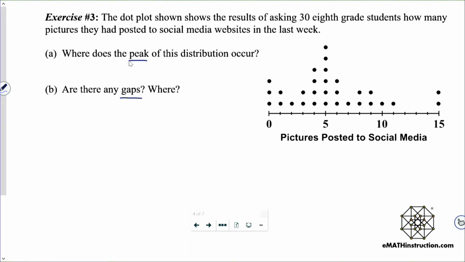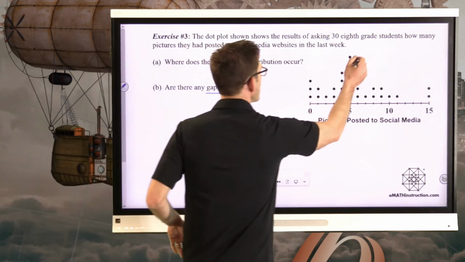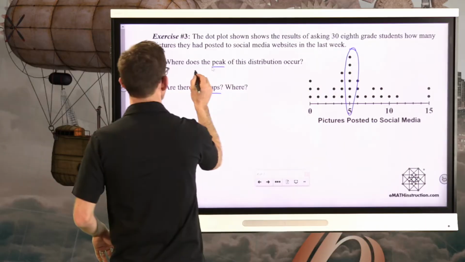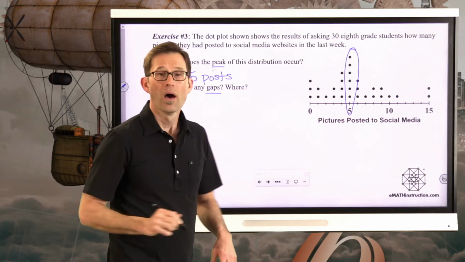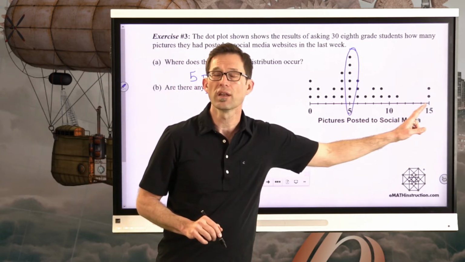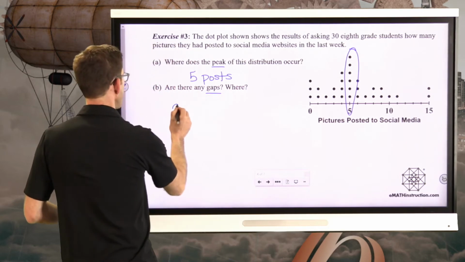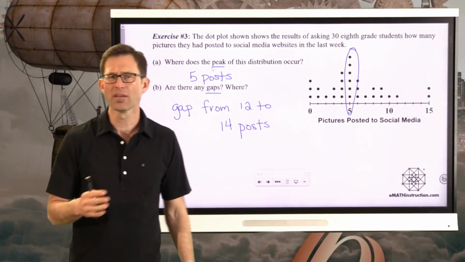All right, well, we've got a nice peak there around 5 media posts, right? So 5 posts. All right. We also see that there's a gap here from 12, 13, and 14. So we have a gap from 12 to 14 posts. All right. And again, that might tell us something, right?